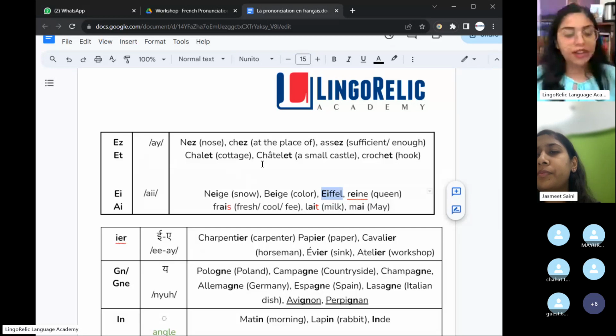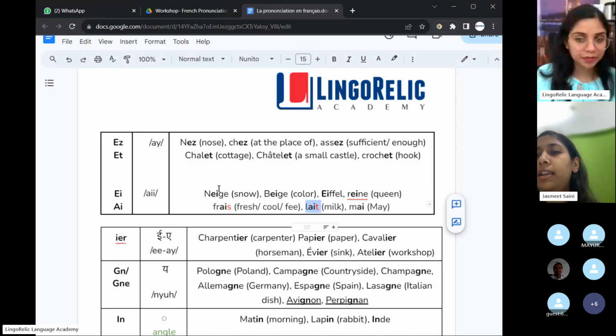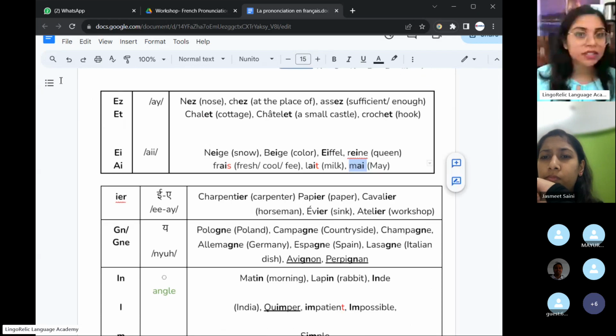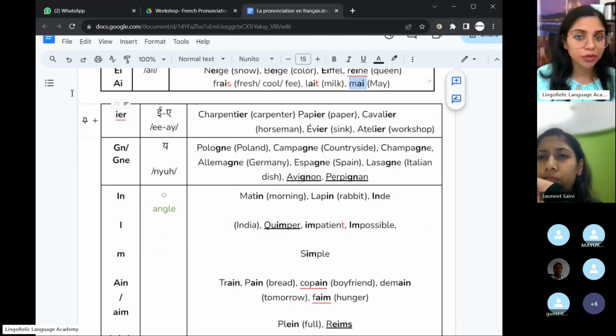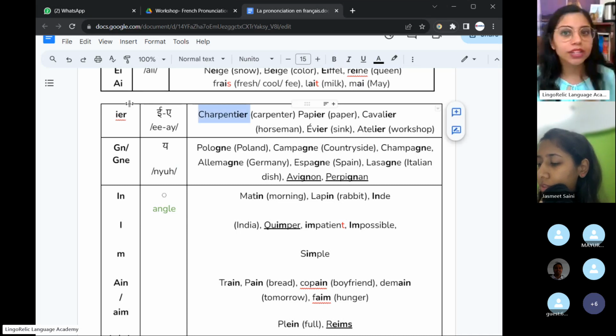What is this? Eiffel. Eiffel. Okay. What is this? Reine. Queen. Okay. What is this? Frais, which means fresh, cool, or also the fee that you pay. Then lait, which means milk. What is this? Mai. Mai, which is the month of May. Okay, so slight difference between the two. Coming on to the next one, IER is the pronunciation of EA. If it comes at the end of a word, EA. Okay, try pronouncing this. Anyone can respond.